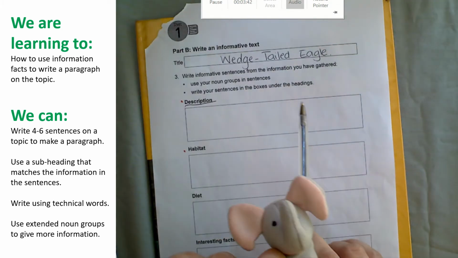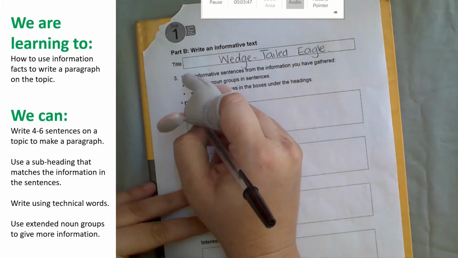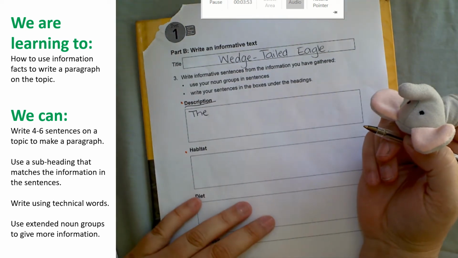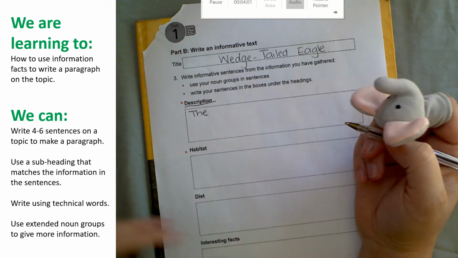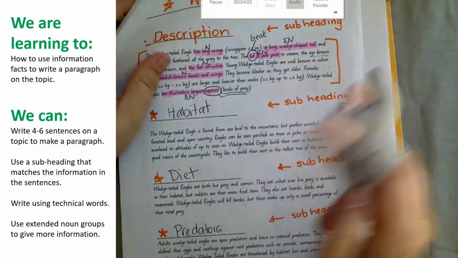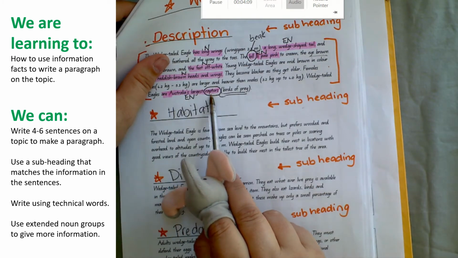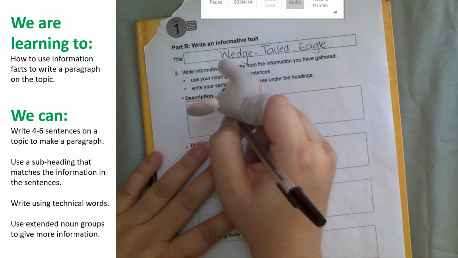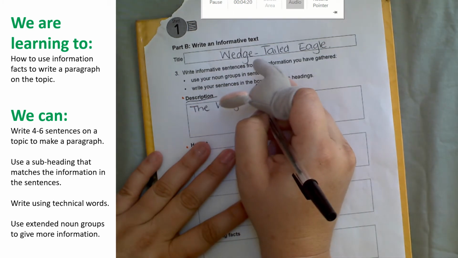So I might start with something similar to that. So I might say the wedge-tailed eagle is Australia's largest bird. No, because that won't be right, because it's not Australia's largest bird. So I have to be careful about my facts. Let me check it again. Australia's largest raptors. Okay, so this is a chance for me to use some technical language. So the wedge, now I'm using the animal's official name, so it's got capital letters.